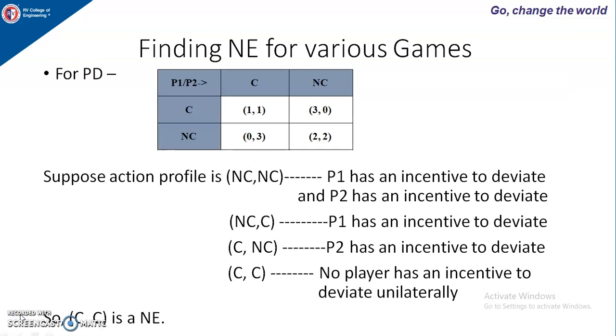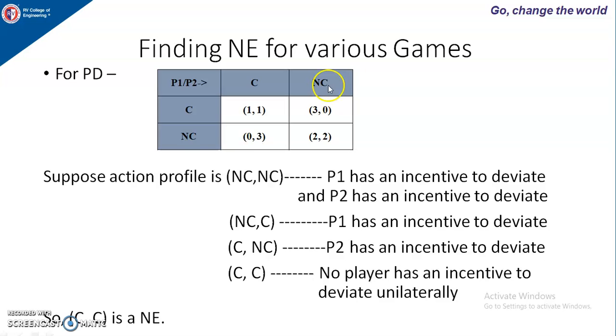Finding Nash equilibria for various games. Suppose the game is a prisoner's dilemma game, and suppose the action profile is NC, NC where the players get a payoff of 2, 2. Now suppose player 1 fixes his action to NC and player 2 changes his action from NC to C. Then player 1 will get a payoff of 0 and player 2 will get a payoff of 3. Therefore, player 2 has an incentive to deviate.